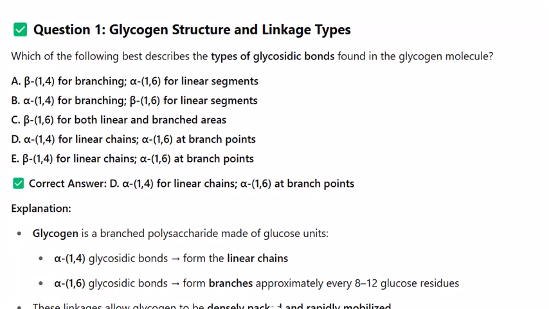Glycogen structure and linkage types. Which of the following best describes the types of glycosidic bonds found in the glycogen molecule?